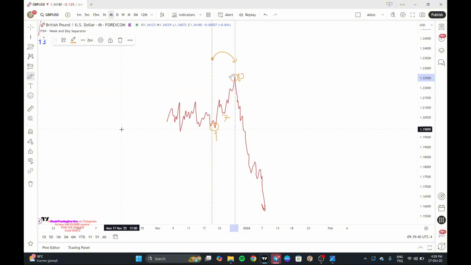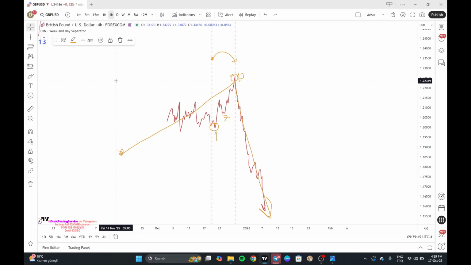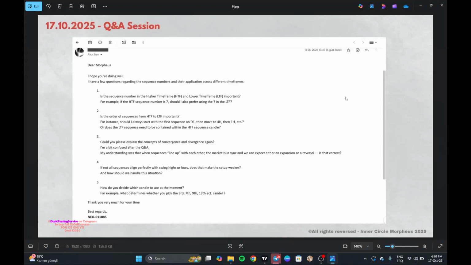But you should be gathering all these things together with the higher time frame, lower time frame relationship. If lower time frame hastes or delays the higher time frame, or higher time frame distorts or contracts the lower time frame. So this is important.